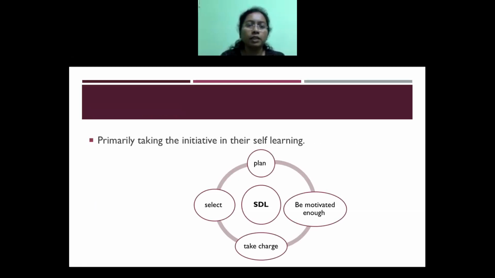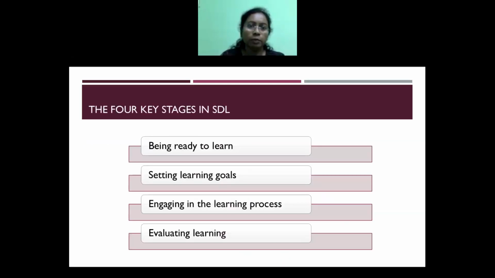The students primarily take the initiative with self-learning, which involves planning, selection of the topic, and being self-motivated enough to complete the entire learning process. The four main keys involved in self-directed learning are being ready to learn, setting learning goals, engaging in the learning process, and evaluating the learning.